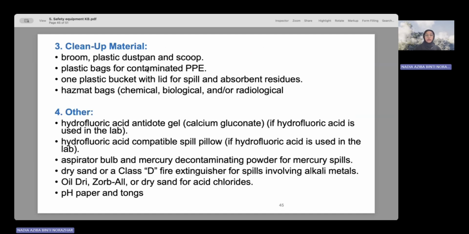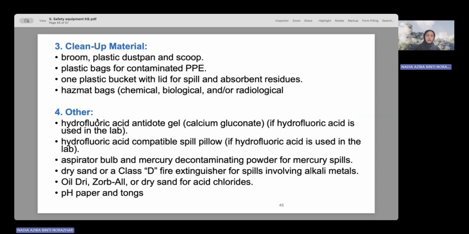Next will be the cleanup material. It consists of broom, plastic dustpan and scoop, and also plastic bags for contaminated PPE, and also one plastic bucket with lid for spill and absorbent residues, and hazmat bags for chemical, biological, and or radiological cleanup.